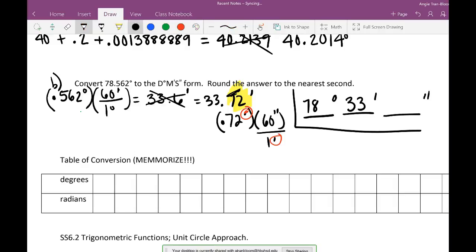Let me know what the whole answer is. Samantha? 43.2, and this is in seconds, right, guys? And the question says, give me the last answer in the nearest second. So what did we write in our last line? 43. Perfect.